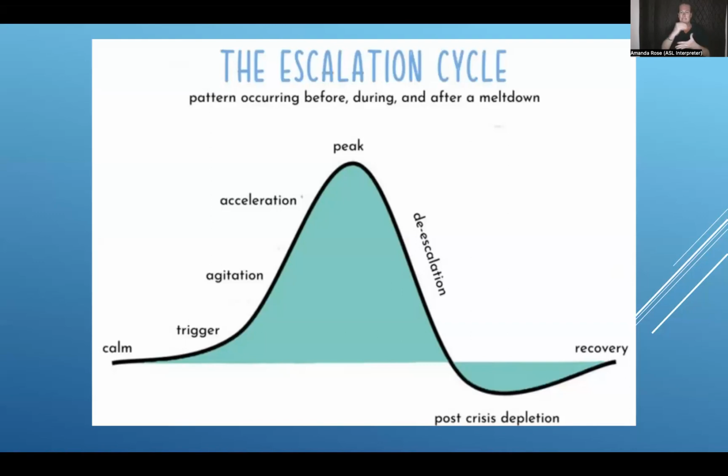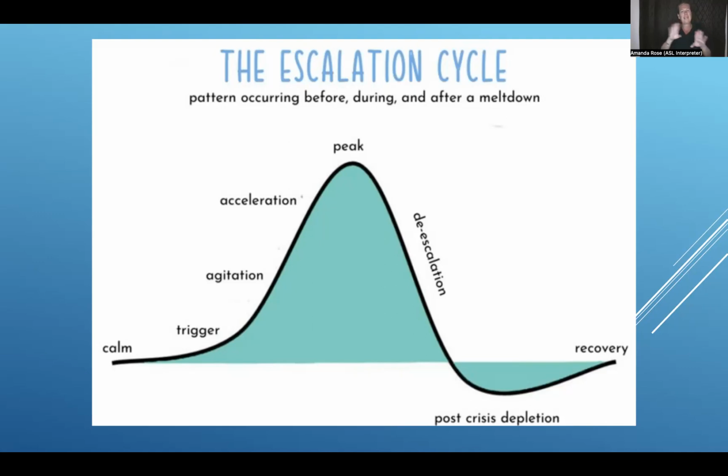So this will be calm, the kiddos playing at home, and you give them a demand to go clean up. That's their trigger that sets them off. They become agitated, and everyone displays their agitation differently. Some might start crying, shouting no. They're going to continue to accelerate, and at the peak, that's where we might see the biggest tantrum or more increased screaming and crying, throwing themselves on the floor, or even just walking away from you. Every kiddo's behaviors are different.